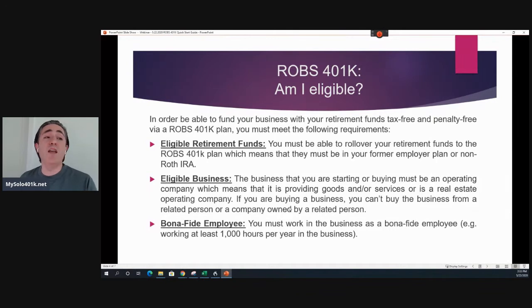You've got to be funding an eligible business. So the business that you're buying or the business that you're starting needs to be an operating company. And what that means is there's essentially two ways to be an operating company. You could either be providing goods or services, or you are what they call a real estate operating company. So in other words, you cannot fund a business that's just, for example, lending money out to people. That's not a good or a service. That's not a real estate operating company.